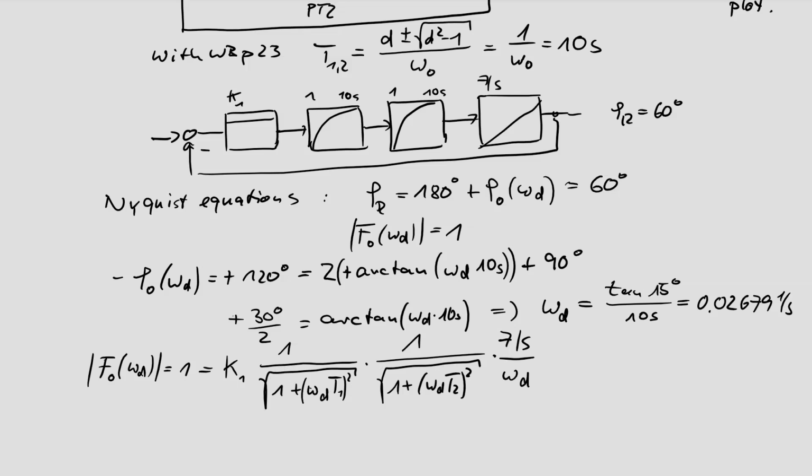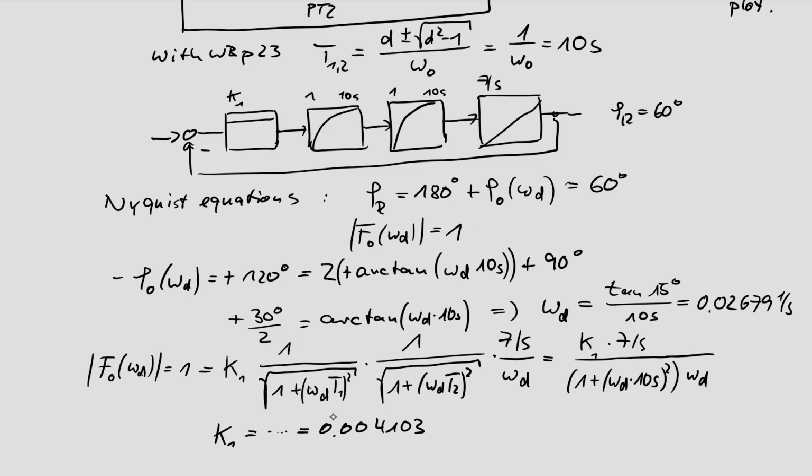So we can put these together. 2 times the square root function doubled is K1 times 7 per second divided by 1 plus omega d times 10 seconds squared divided by omega d. And if you put omega d, the calculated omega d, into this expression and solve for K1, then K1 gives the following result. And after some calculations, you get 0.004103. And then this task is completed.